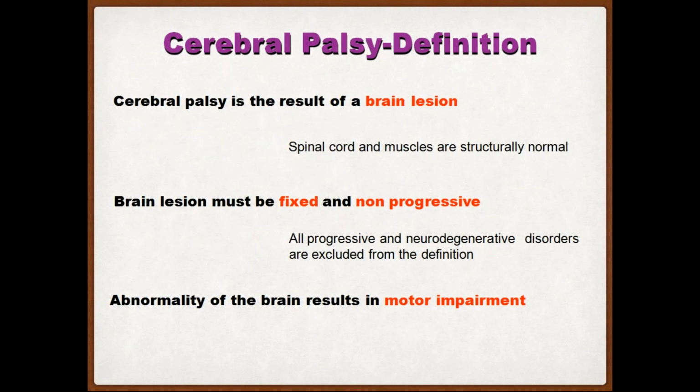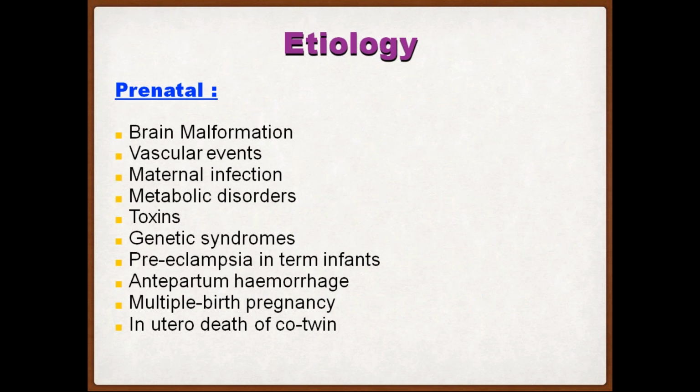Spinal cord and muscles are structurally normal. The problem is within the brain, and depends upon the location of the brain that got affected. So the features will be there. So the brain lesion must be fixed. It's fixed and non-progressive. All progressive neurogenic conditions are excluded from the definition. Abnormality of the brain results in motor impairment.